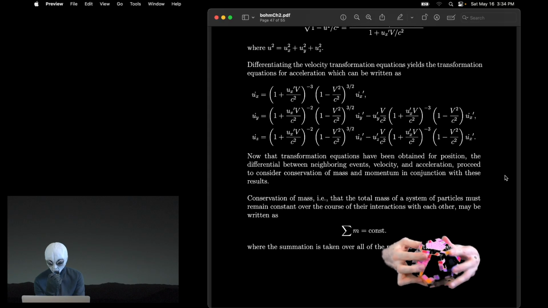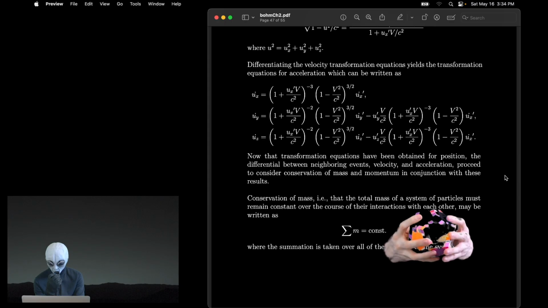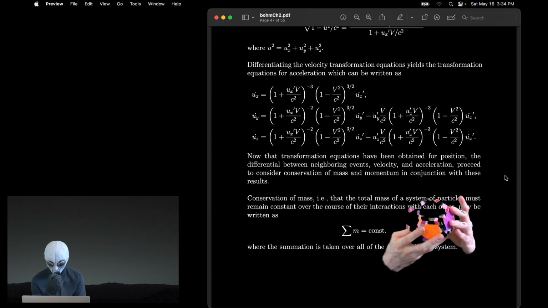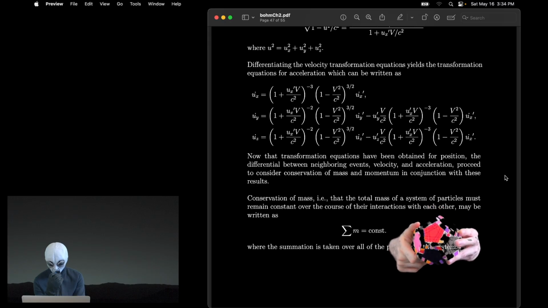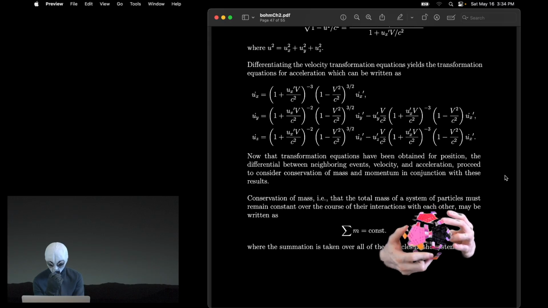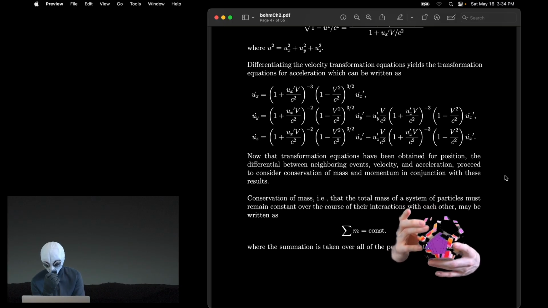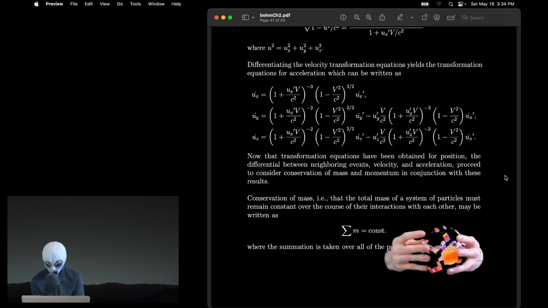Differentiating the velocity transformation equations yields the transformation equations for acceleration, which can be written as u_x dot equals the quantity 1 plus u_x prime times V over c squared, to the negative third power, times the quantity 1 minus V squared over c squared, to the 3/2 power, times u_x dot prime.